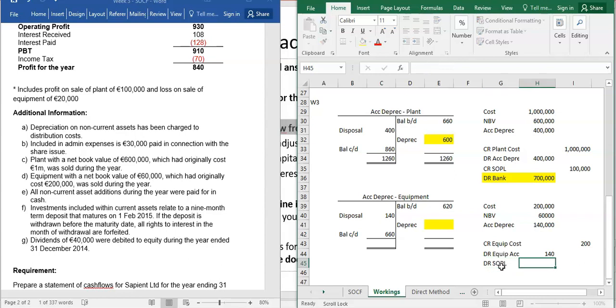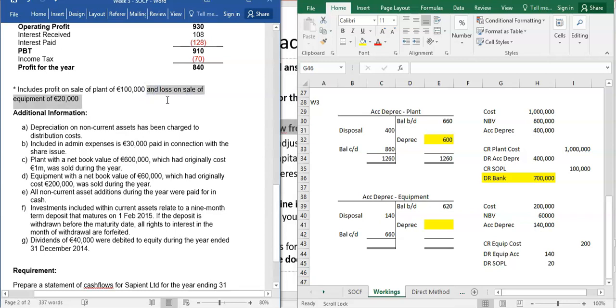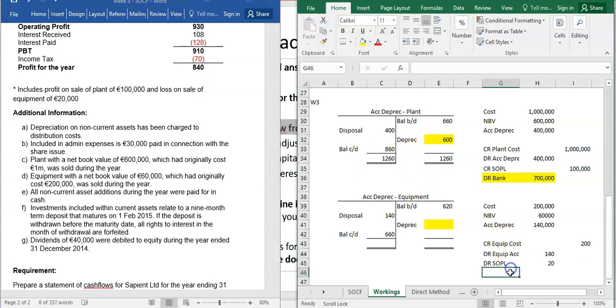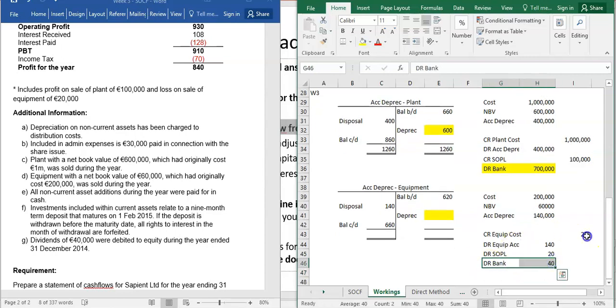You debited the SOPL, 20. We know that because you're told in the question you made a loss on the sale of equipment. So again, you're piecing together those parts of the puzzle to make sense. So the balancing figure must have been debit bank, the difference, which in this case was 40. That is 40,000. Sorry, I should do 200,000 just to be clear. 140, 20, and 40. So your actual disposal proceeds there, 40,000. And that will be a cash inflow in your investing activities. And again, you can slot that in straight away if you wanted to in your template.